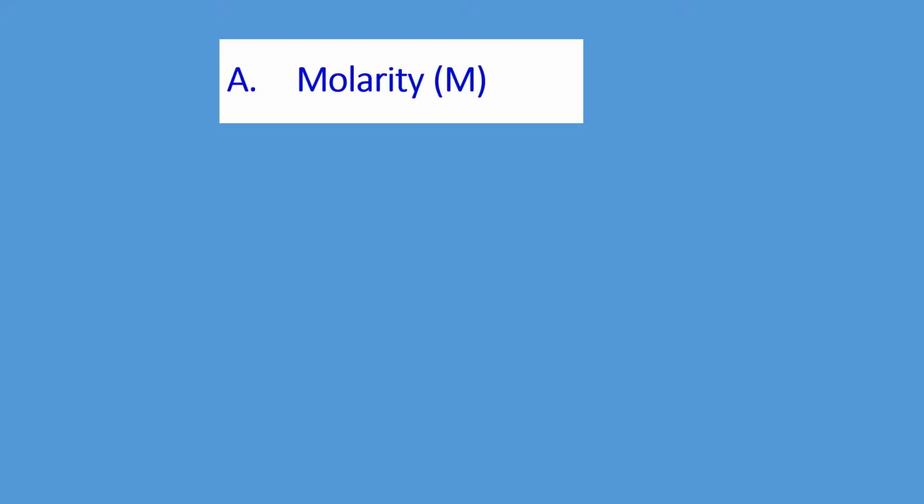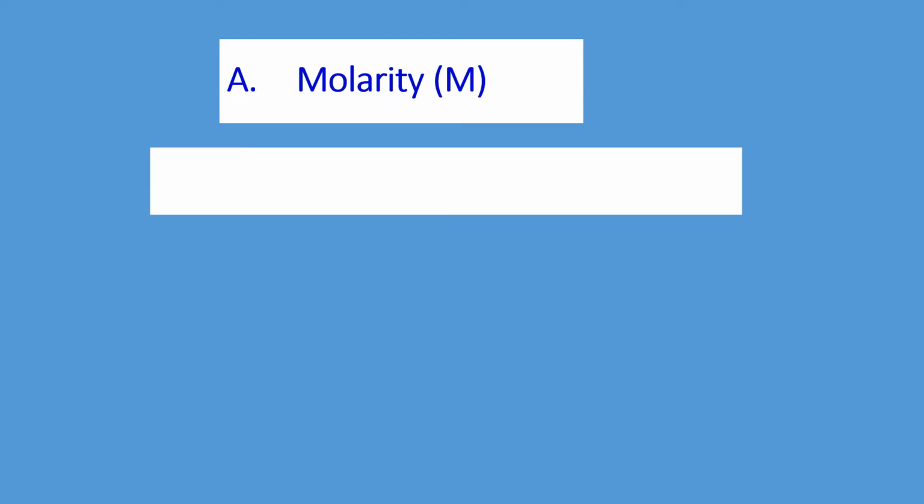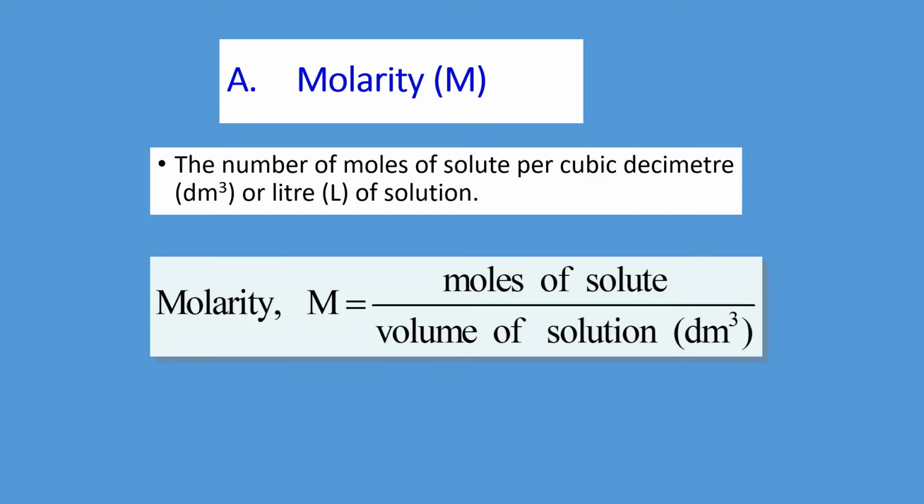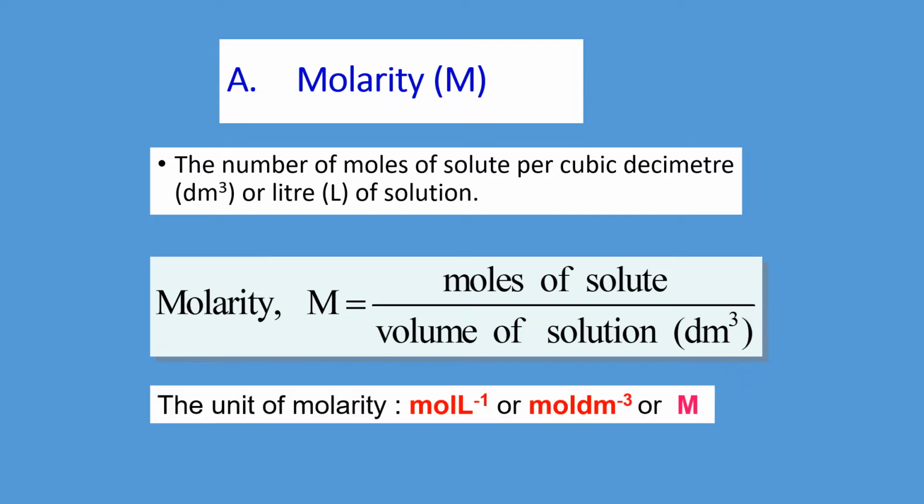Molarity, or capital M, is the number of moles of solute per cubic decimeter, in unit of dm³ or liter, of solution. So molarity, or capital M, is equal to moles of solute divided by volume of solution in dm³.